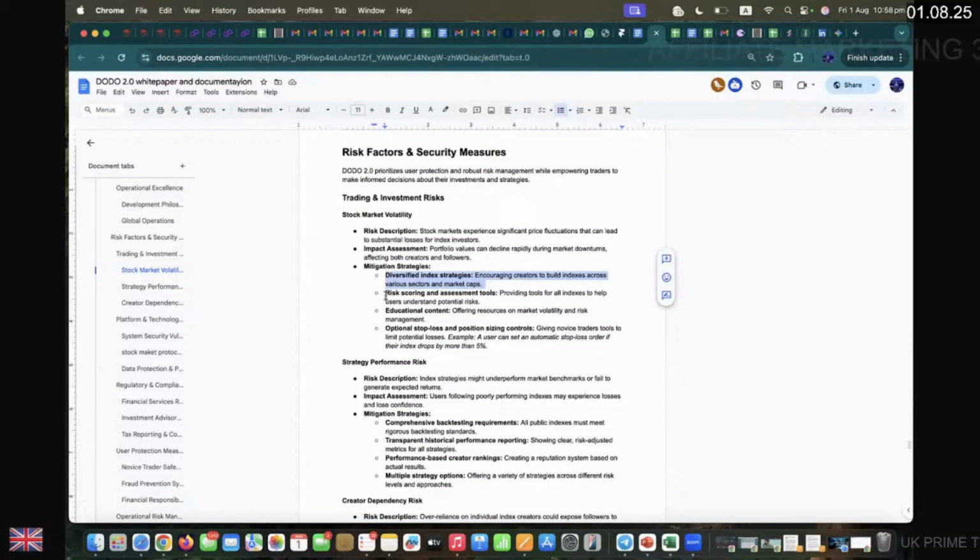Risk scoring and assessment tools. Just like you have Pi score, we will also provide you the tools for all indexes to help users understand the potential risk. There will be risk adjusted return and indicators in every index that will indicate the index health in every way, in every parameter.